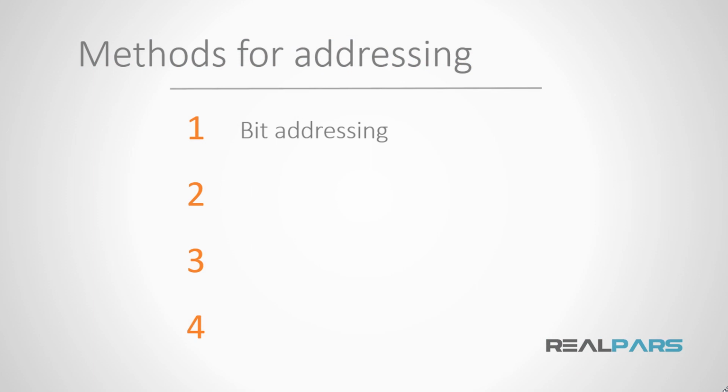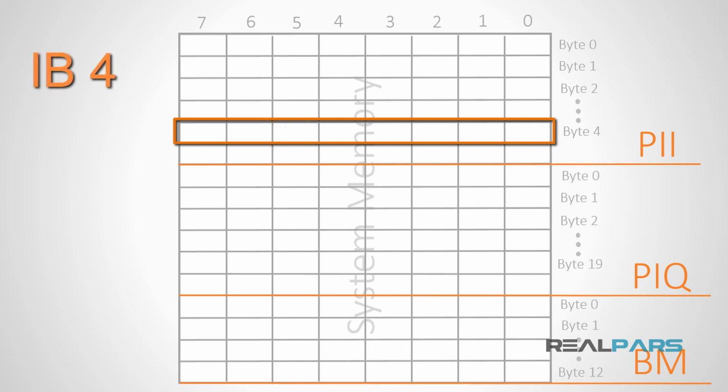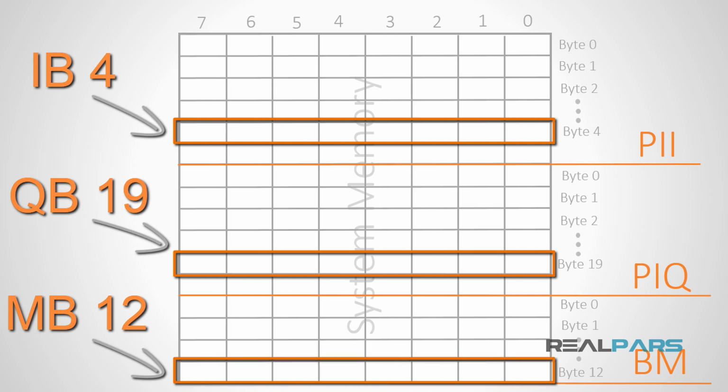The second method we can use for addressing is byte addressing. In this method, instead of introducing a bit as an address, we consider one whole byte as an address. For example, IB4 means the entire byte number 4 in the PII environment, or QB19 means the entire byte number 19 in the PIQ environment, or MB12 means the entire byte number 12 in the bit memory environment.